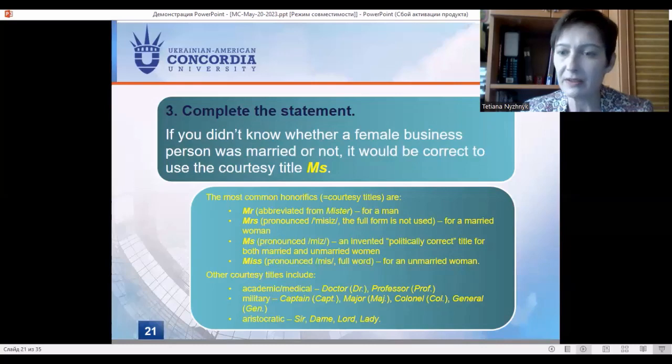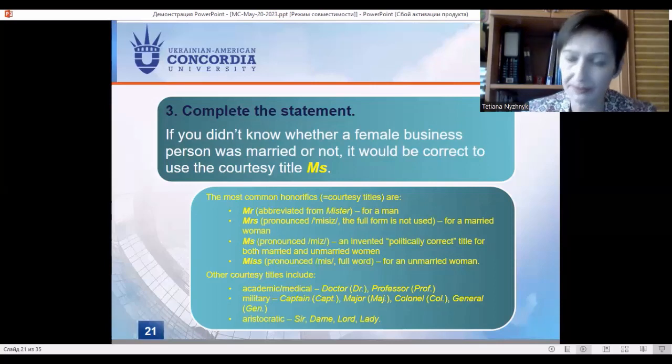Sometimes it is quite difficult to hear this Ms., if your level of English is not high enough. But actually, this is the title which is preferred when you do not know whether a woman is married or not. You might have noticed that this is the title which I used. Again, many working women prefer to use the title Ms. However, if you know for sure that a businesswoman uses the title Mrs., then use it.